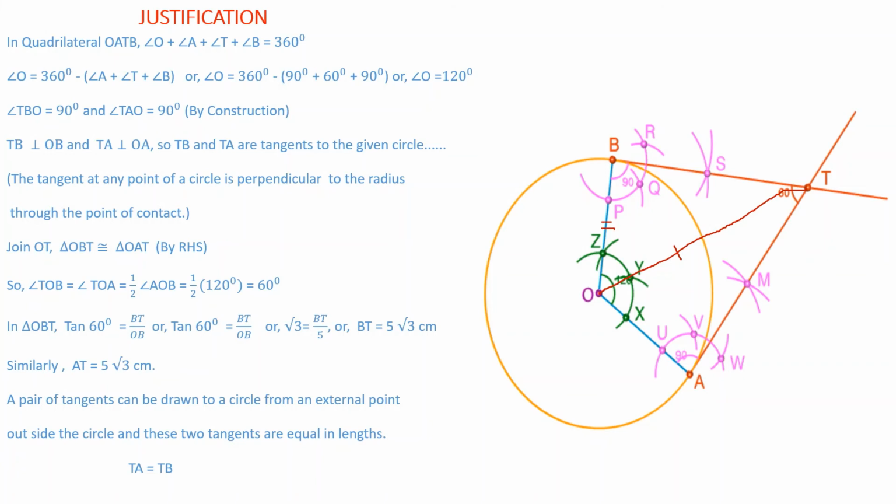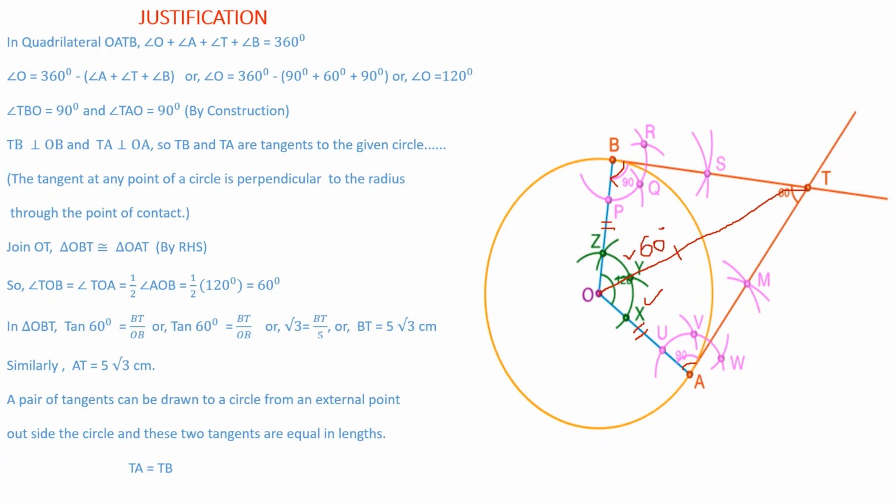These two sides OB and OA are equal, they are the radii of the same circle. And see, angle B is 90 degrees, and angle A is 90 degrees. So these two triangles are congruent by RHS. So OBT is congruent to OAT by RHS. So angle BOT equals AOT, because corresponding parts of congruent triangles are equal, and it is half of 120 degrees, so it is 60 degrees. So angle BOT is 60 degrees.